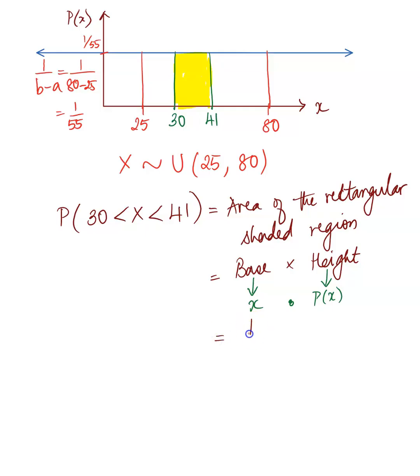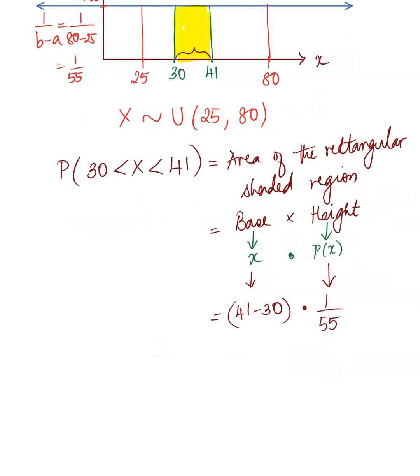Anyway, so your base here would be this space here between 30 and 41, so 41 minus 30. And your height, we figured it to be 1 over 55. So this is going to be 11 times 1 over 55. That gives us 1 over 5.